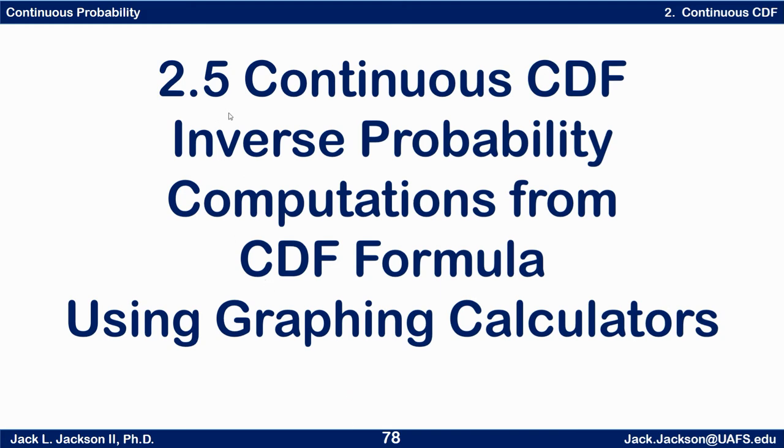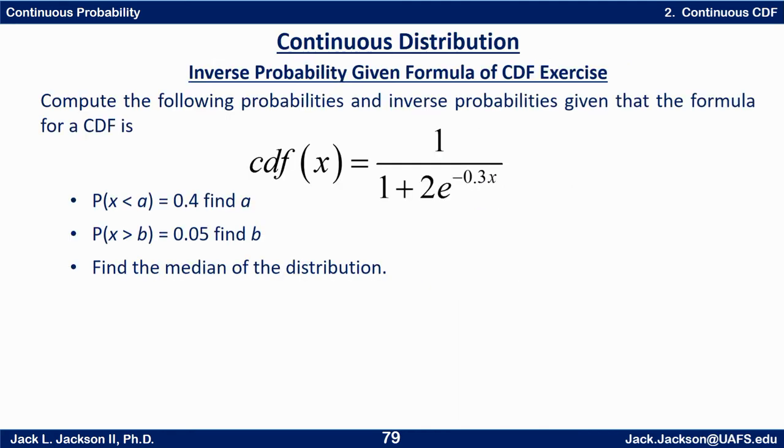In this section, we're going to talk about continuous CDFs, and we're going to use the formula of a CDF to find inverse probability or answer inverse probability questions using a graphing calculator. We're going to use this on a TI-84 and a TI-nspire. So here's a formula that I actually used in the last video. Here's the CDF: 1 over 1 plus 2 e to the negative 0.3x.